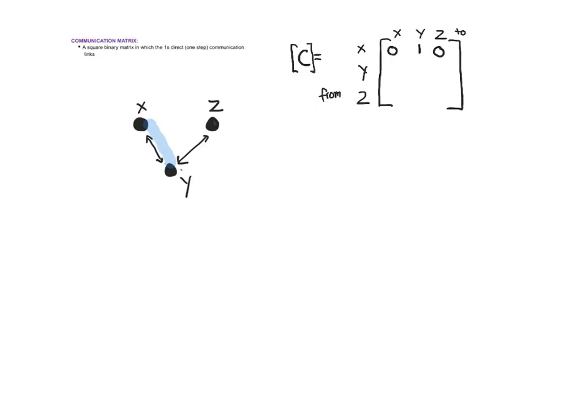If we look at Y, Y can directly talk to X, won't talk to themselves, and can also talk to Z. And if we look at Z, Z cannot talk to X, but can talk to Y and won't talk to themselves. So this matrix C demonstrates a one-step communication matrix.